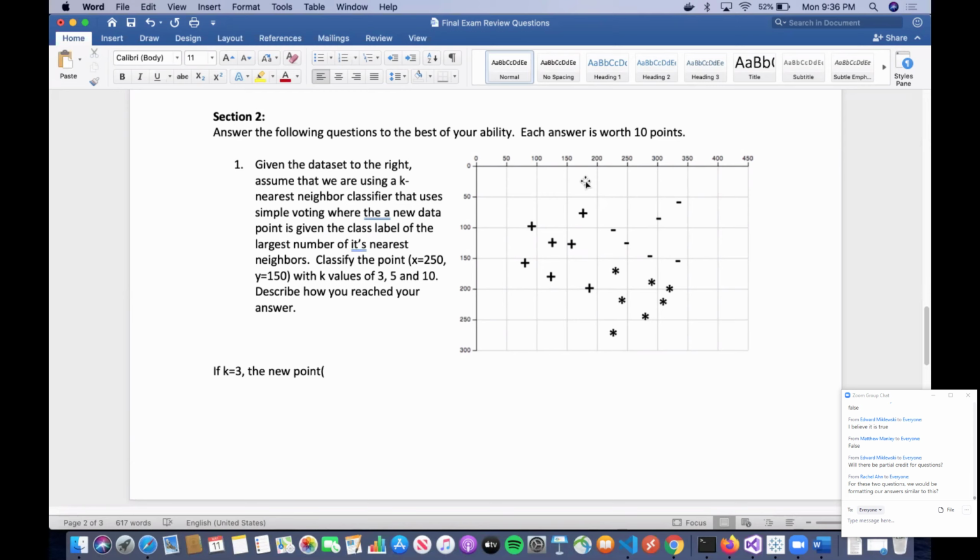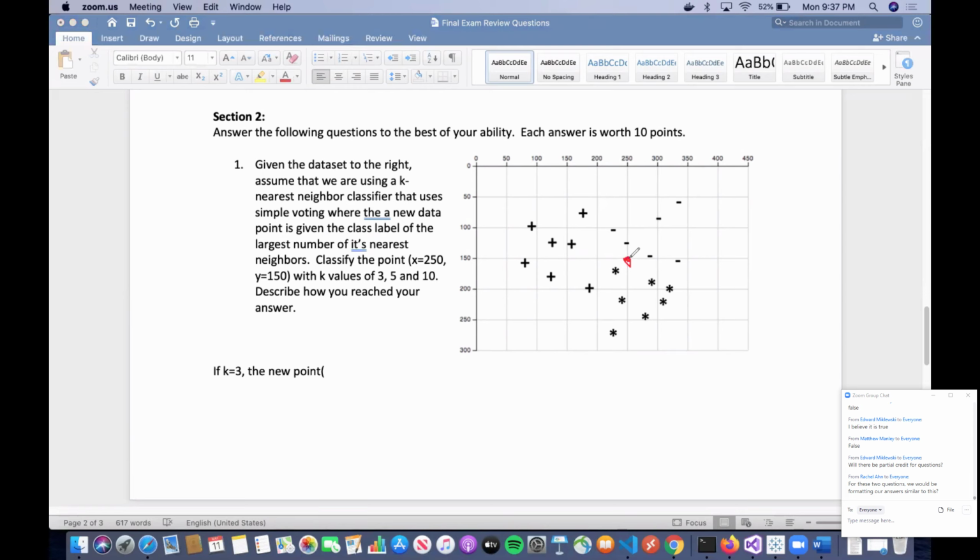So this is what we have here, and we have the x axis running, and then vertically we have our y axis. The point that we're trying to classify is where x is 250 and y is 150. So that will bring us x is 250 here and y is 150. So that means right here.